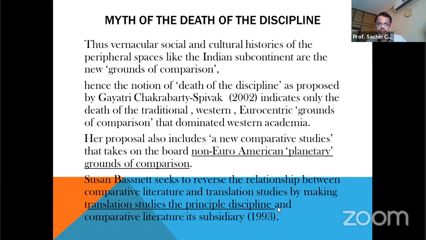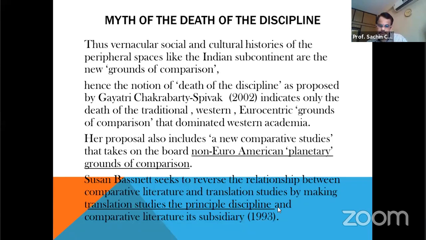And she then goes on to make a proposal for new comparative studies, that takes on board new non-Euro-American, planetary grounds of comparison. So comparison between, say, for example, Punjabi and Sindhi literature, would be non-Eurocentric grounds of comparison.